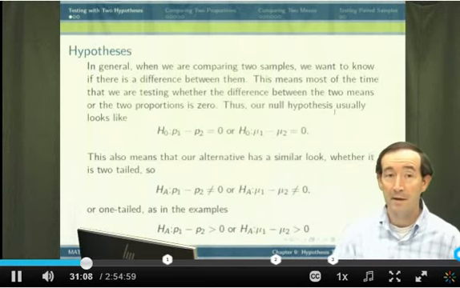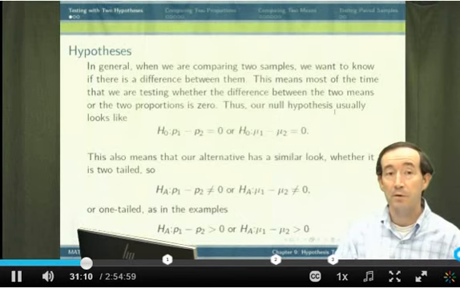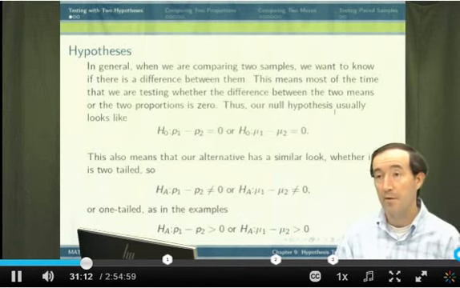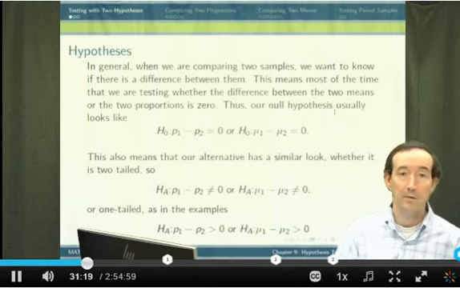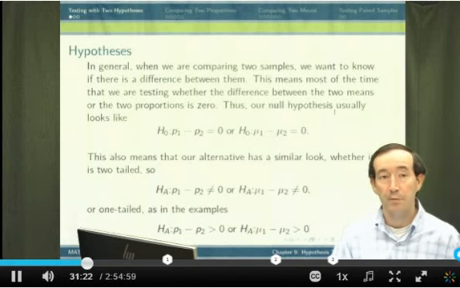Our null hypothesis will be that the difference between the two groups' values is equal to 0. And then our alternative will either be that they are not equal to 0, or that they're greater than 0, or that they're less than 0. Depending upon the situation, which one are we trying to prove?